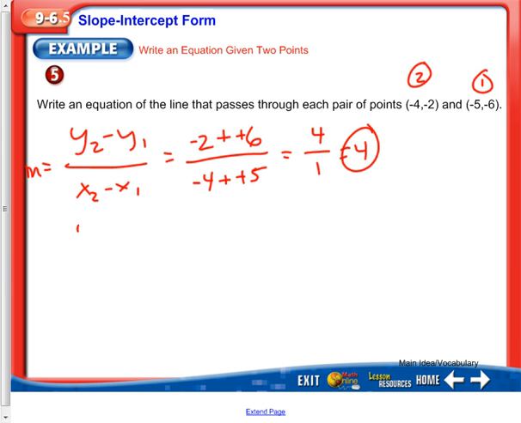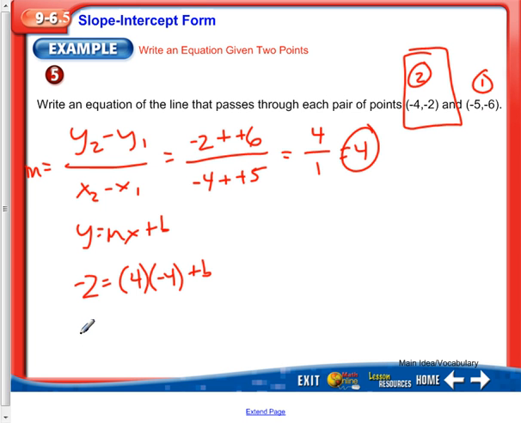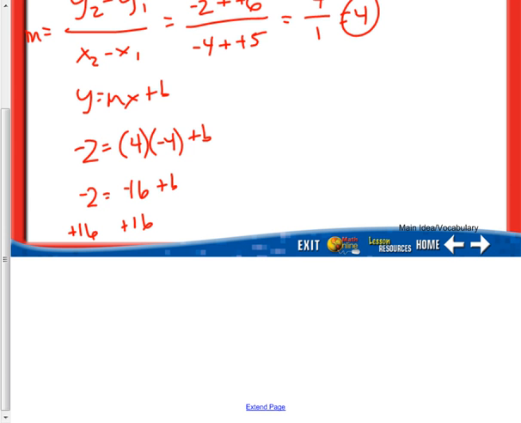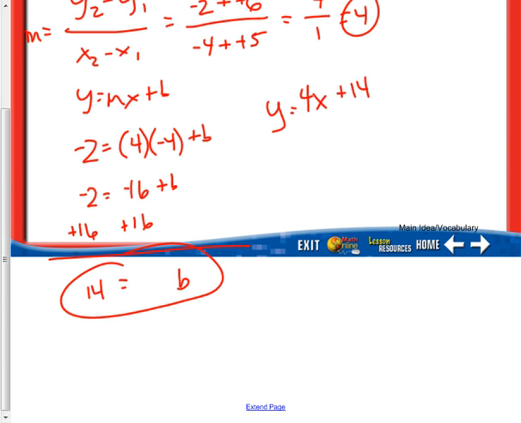So now we have y equals mx plus b. Let's substitute in. I'm going to use point 2. It doesn't matter which one you use, but that's the one I'm going to use. So negative 2 is my y, equals 4, which is my m, times x, which is negative 4, plus b. So we have negative 2 equals negative 16 plus b. So we have to add 16 to both sides, and we're left with b is equal to 14. And so now we can rewrite it into y equals 4x plus 14. That would be slope-intercept form, and that would be my final answer right there.